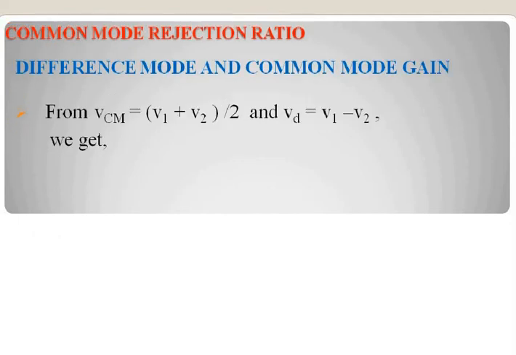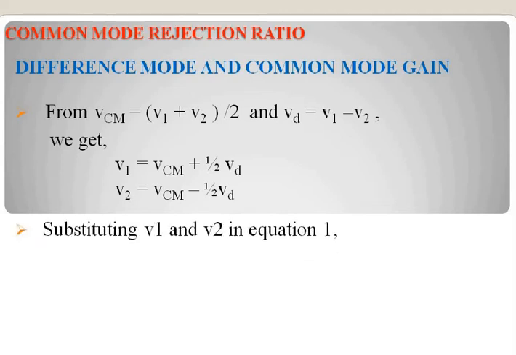We have the first two equations, VCM equals V1 plus V2 by 2 and VD equals V1 minus V2. From these two equations we can get a new expression for V1 and V2: V1 equals VCM plus half VD, V2 equals VCM minus half VD. Now substitute this V1 and V2 in equation 1, that is V0 equals A1 V1 plus A2 V2.